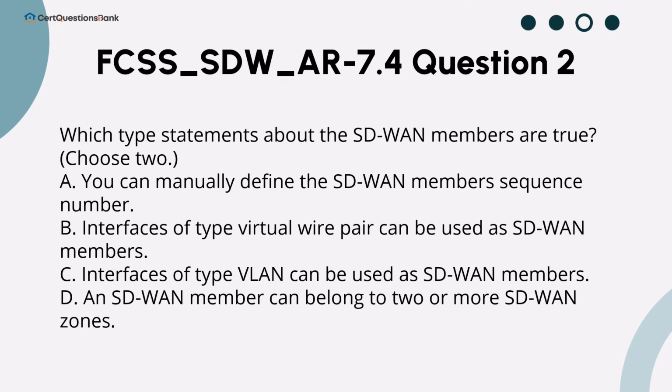Which two statements about the SD-WAN members are true? Choose 2. A. You can manually define the SD-WAN member's sequence number. B. Interfaces of type virtual wire pair can be used as SD-WAN members. C. Interfaces of type VLAN can be used as SD-WAN members. D. An SD-WAN member can belong to two or more SD-WAN zones.